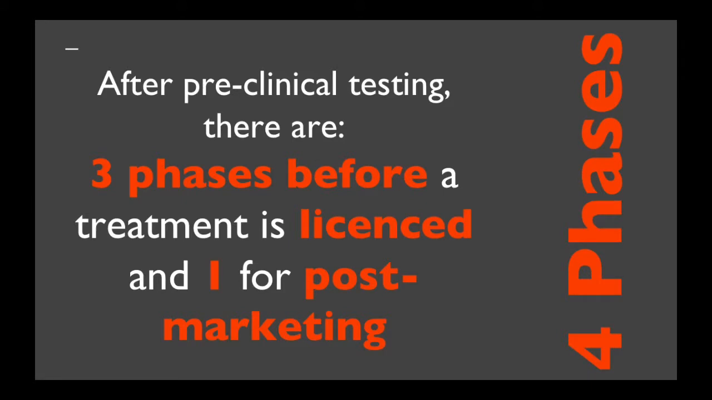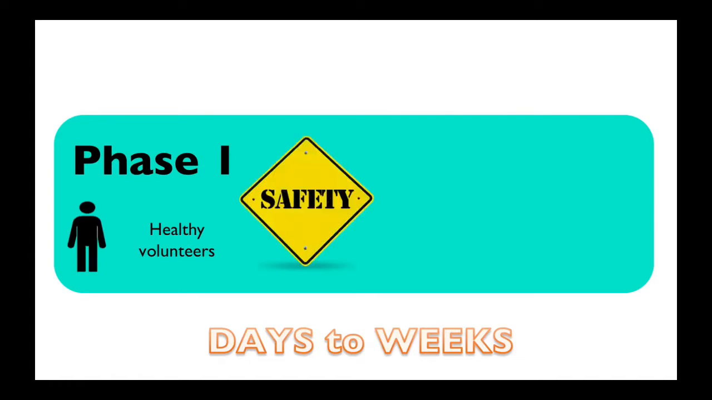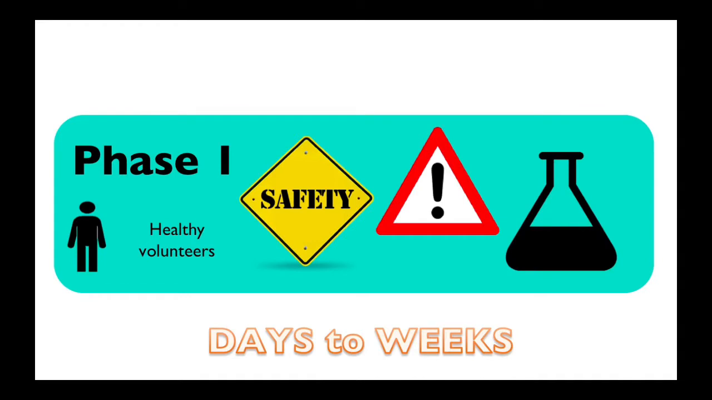After preclinical testing, there are 4 phases that involve human participants. There are 3 before a drug is licensed, and 1 for post-marketing. Each has a different aim and setup. Phase 1. These studies last days to weeks. It is the first in-human study and it involves healthy volunteers. There is only a small group used with less than 50 and is testing any possible harm of the treatment, any side effects, and to determine the correct dosage.